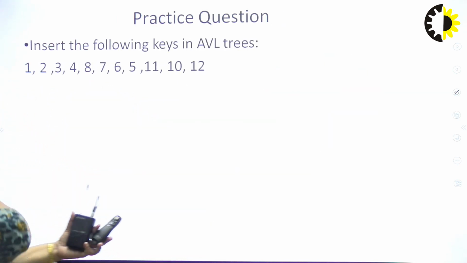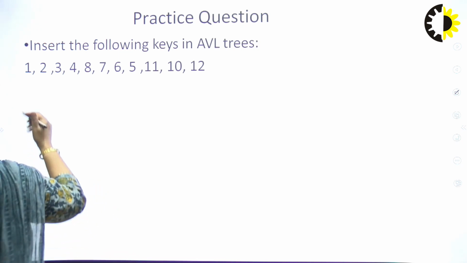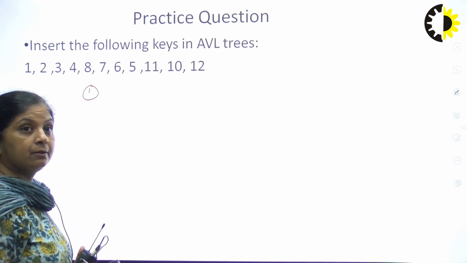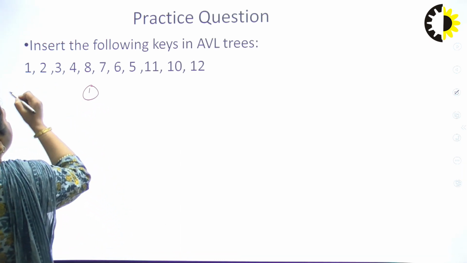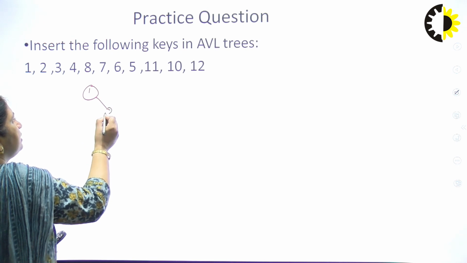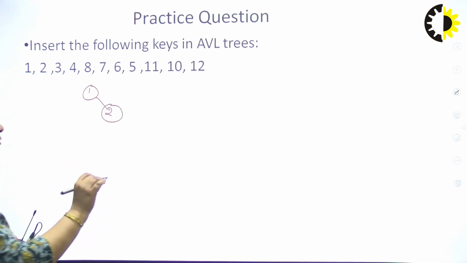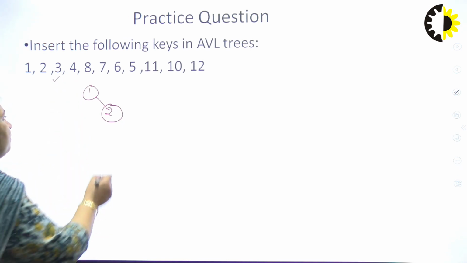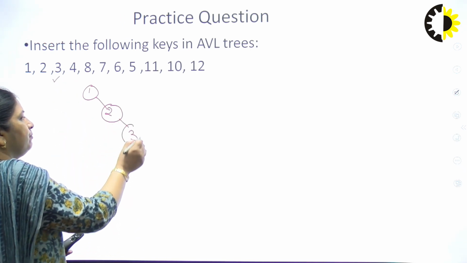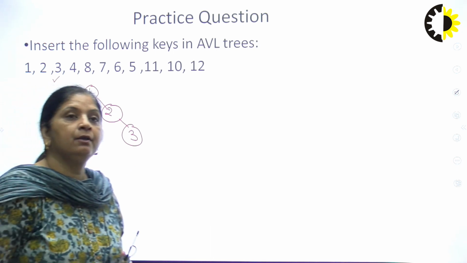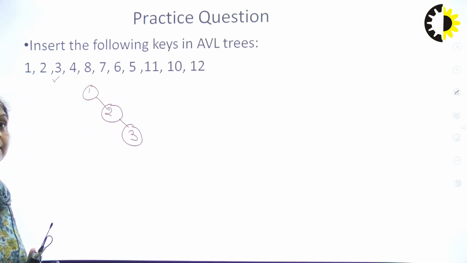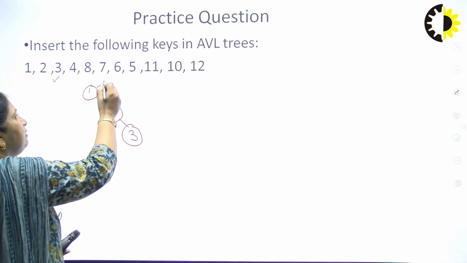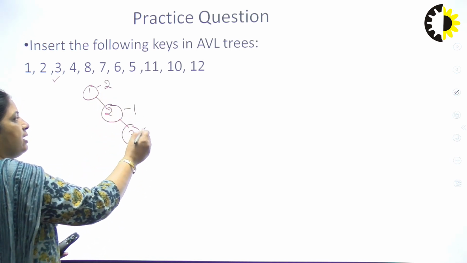So now let us do a small example here. What is the first entry? That is 1. So 1 will be inserted at root. Then what we are having? 2. 2 will be inserted in right, balanced. Then what is the next value? That is 3. After entering 3, see what happened. After entering 3, the disbalancing happened. But how is the disbalancing? We are having -2, -1, the same sign.